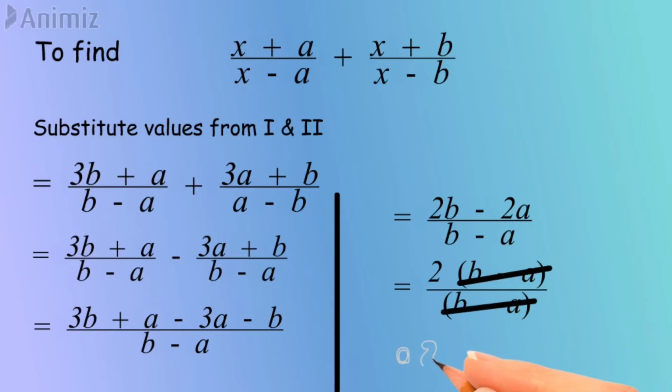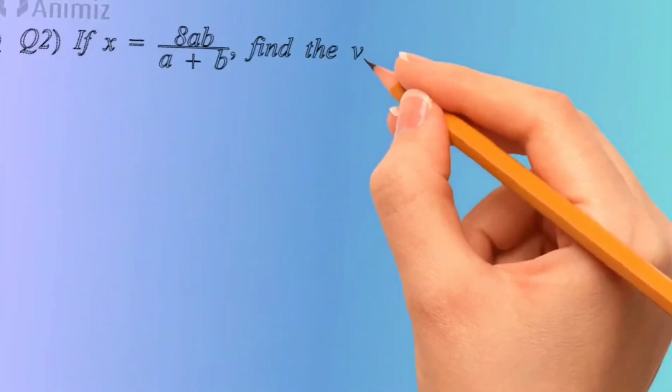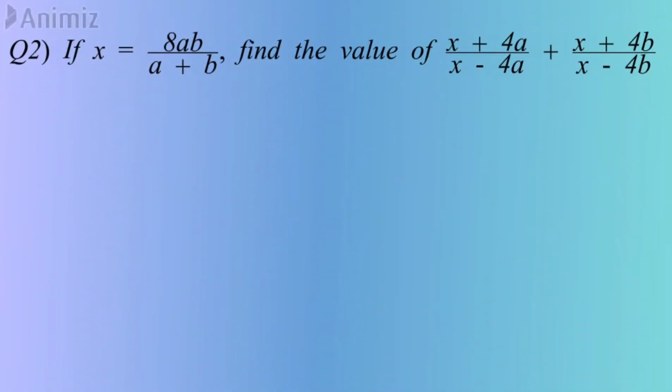So students, just keep in mind, in this type of sum, your answer is always 2. If you are not getting the answer 2, somewhere you have committed a mistake in the sign. Students, let's solve one more sum of this kind. If x equals 8ab upon a plus b, find the value of (x plus 4a) upon (x minus 4a) plus (x plus 4b) upon (x minus 4b).